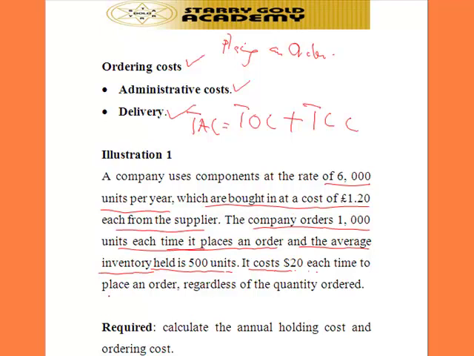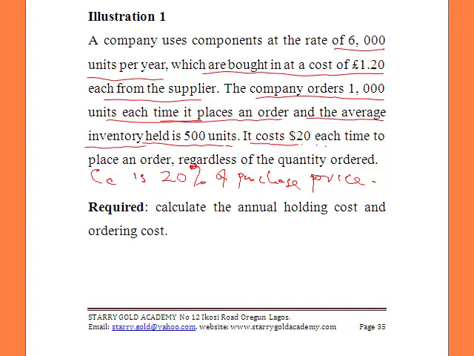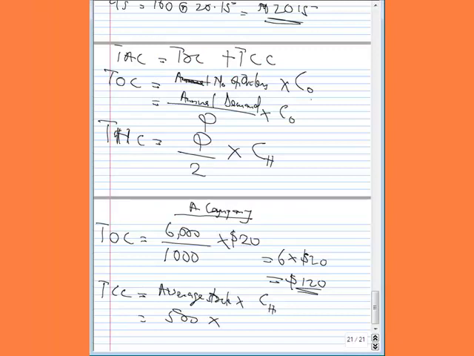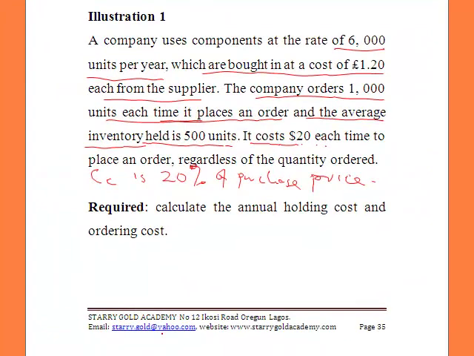Let's make an assumption. Carrying cost is 20% of purchase price or purchase cost. You would definitely be given this in the question, so let's say this is an omission. So let's roll on.